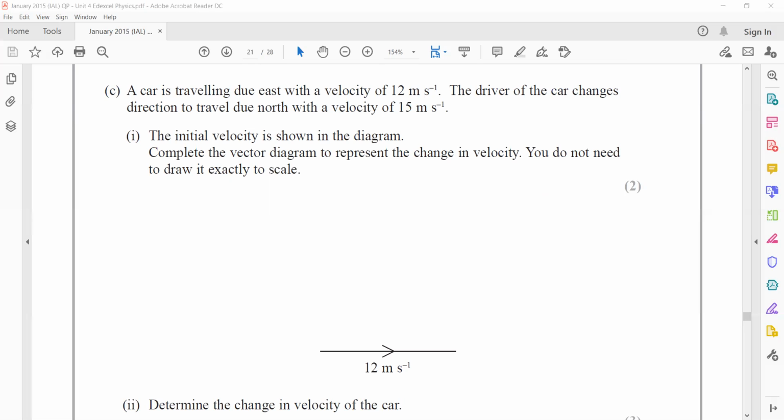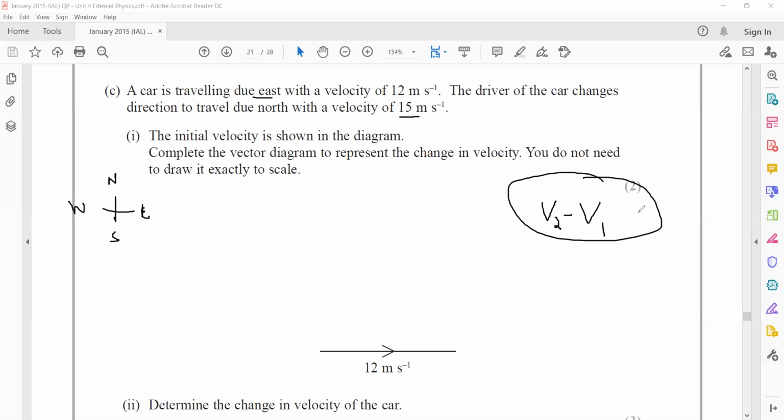So how will we use a vector diagram to find the change in velocity, or the difference in velocity? The difference in velocity will be V2 minus V1. A car is traveling due east. As we know, on the compass, north is up, south is down, east is towards the right, and west is towards the left. So if we need a change in velocity, it means we need V2 minus V1.